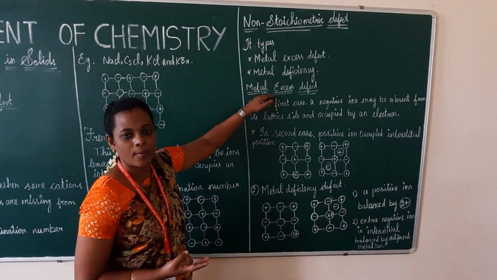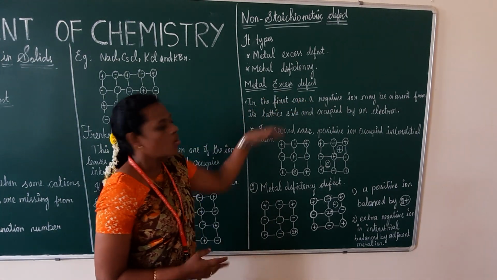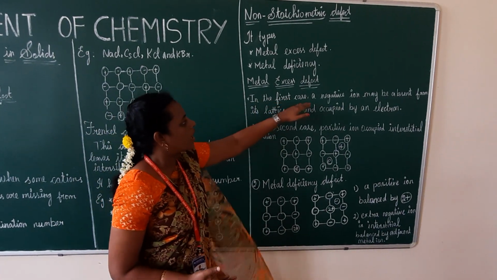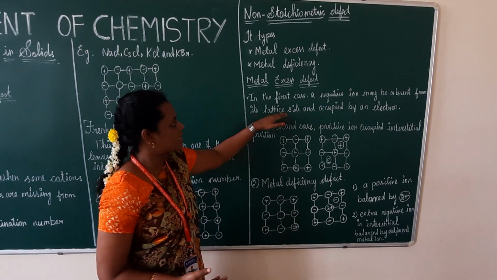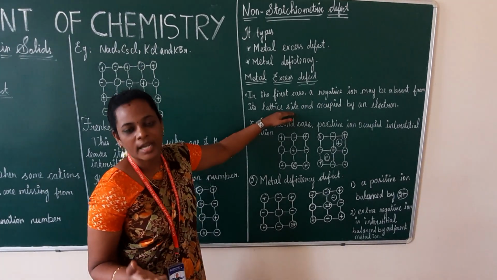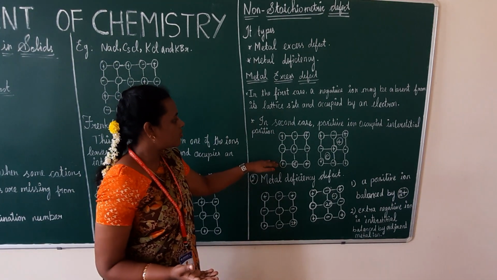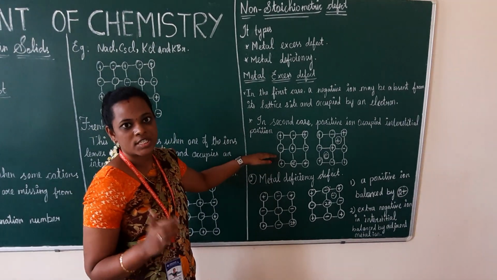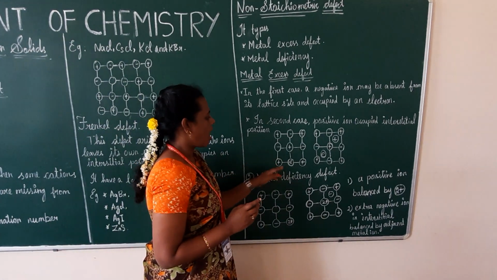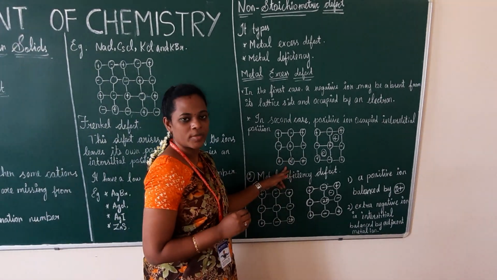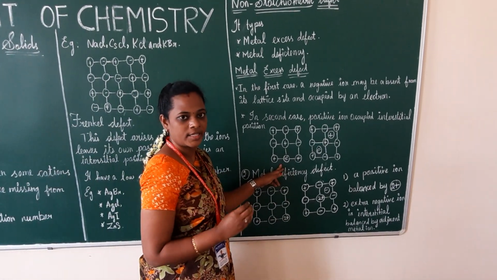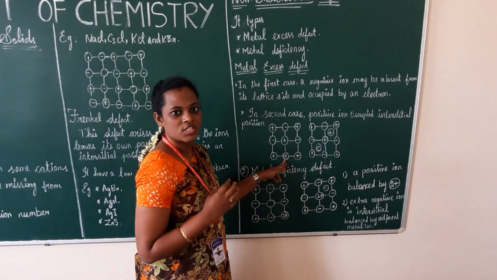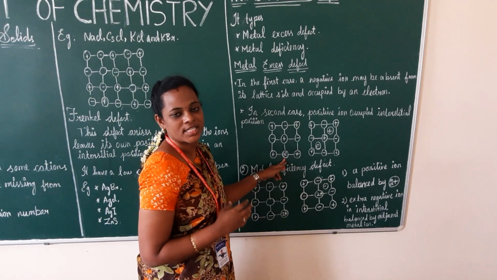First, let us see about the metal excess defect. What is a metal excess defect? In the first case, a negative ion may be absent from its lattice site and occupied by an electron. So, this will be the diagram for metal excess defect, first case. In this, a negative ion is missing from its site and that lattice site is occupied by an electron. So, this defect will be called a metal excess defect.